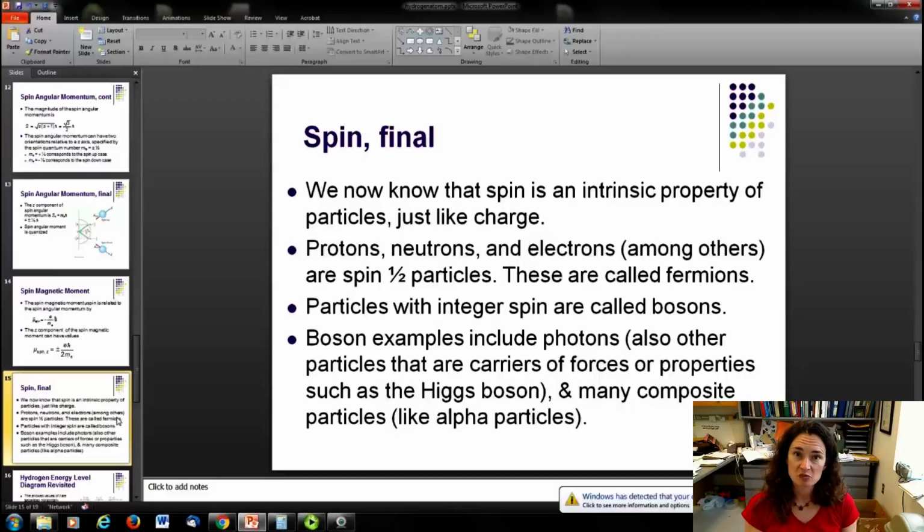And there's also composite particles. So if you cram a lot of fermions together, like say in an atomic nucleus, for example, a helium nucleus with 2 protons and 2 neutrons, then that can sum to an integer spin. That makes sense, right? And then those can be what are called composite bosons.